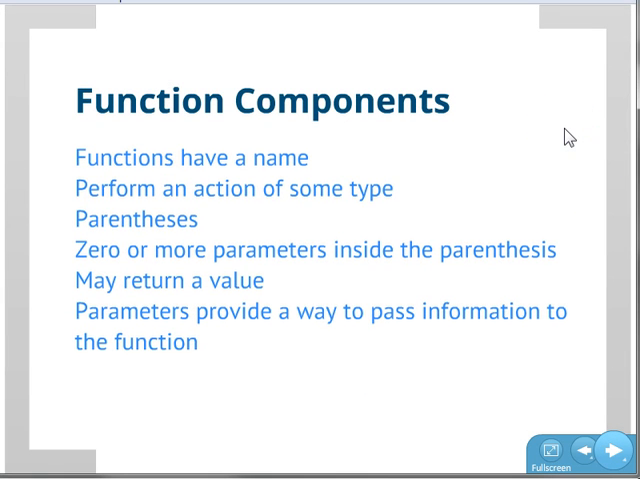The basic components of functions include the name. There's an action that a function performs. Functions come with parentheses. That's one way that you or the Python interpreter recognizes that a function is a function. And inside these parentheses, you may or may not have parameters, and you may have more than one parameter. And a function may return a value, meaning you can use an assignment operator to take the value from a function and put it into a variable. And parameters provide a way to pass information to the function.